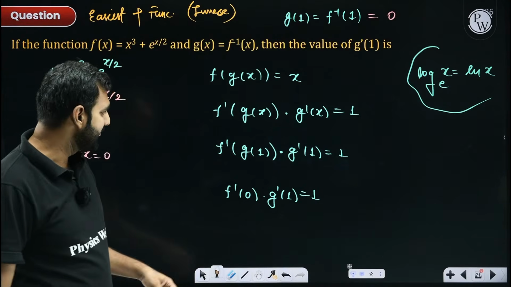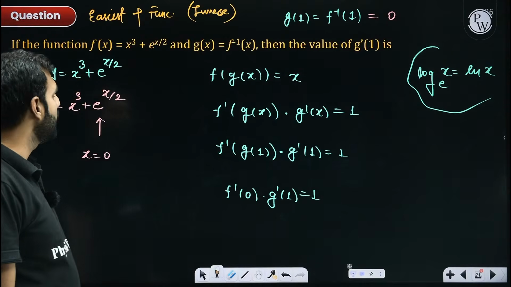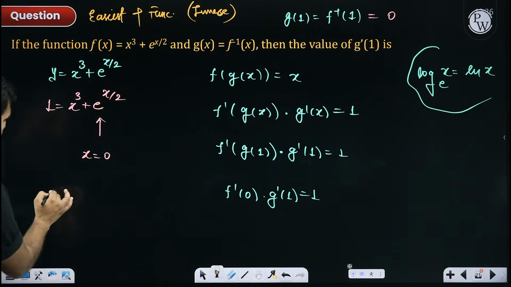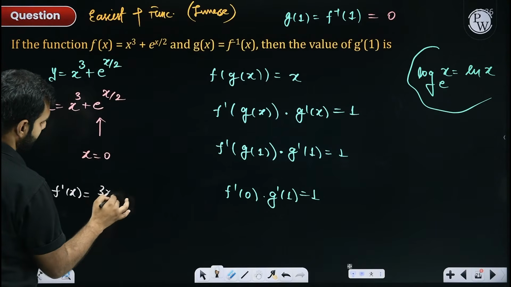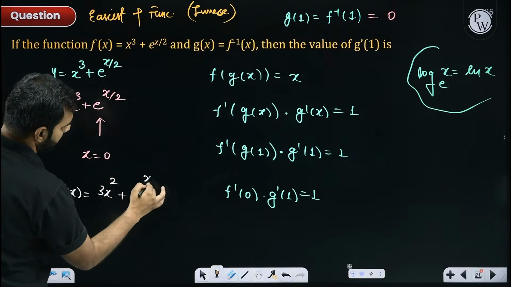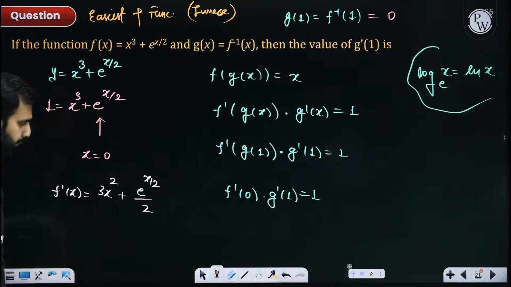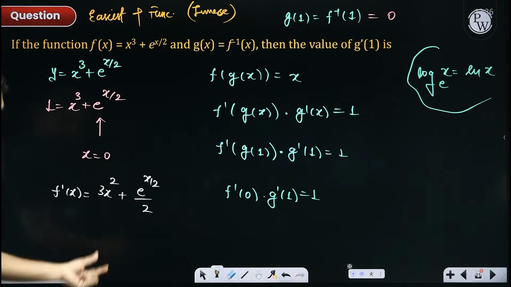Now, with this f dash 0, what is f dash 0? I think I need to find f dash x. So can you help me with f dash x, students? I hope you all can clearly see that f dash x will be 3x square plus e to the power x by 2 times 1 by 2. Everybody getting this? This is your f dash x.